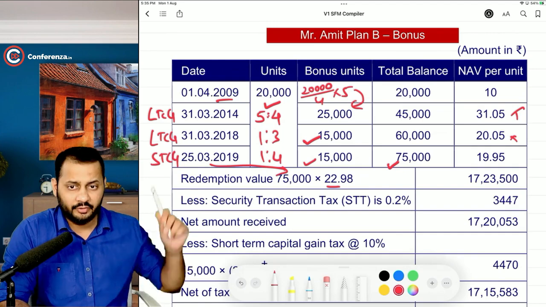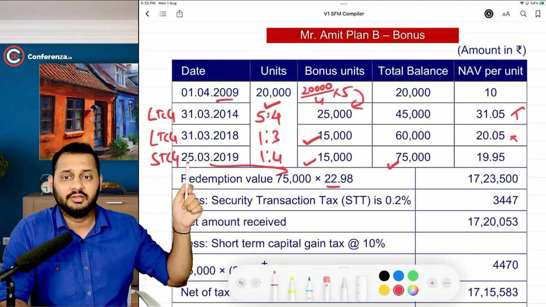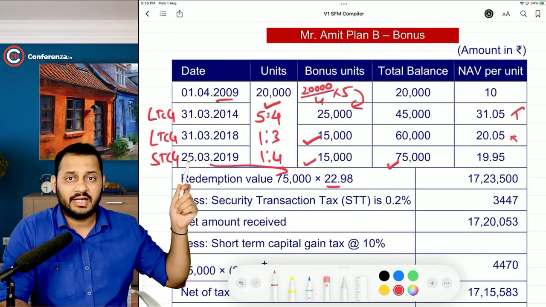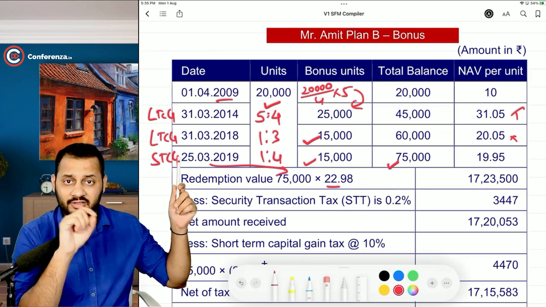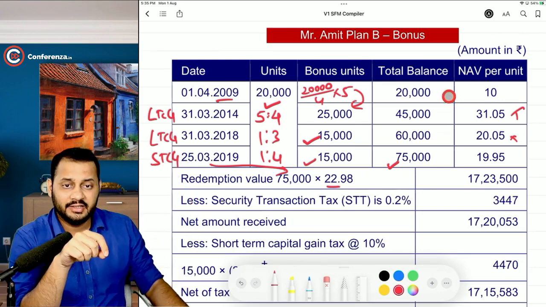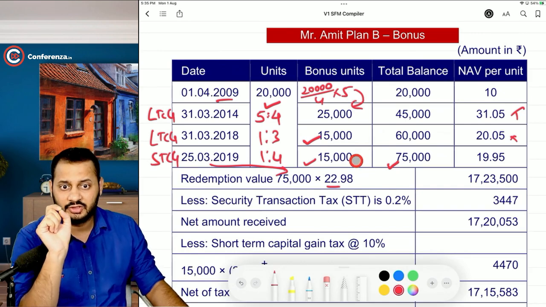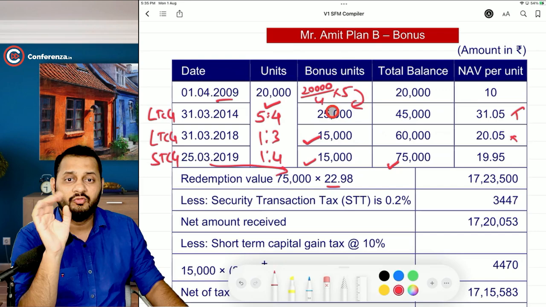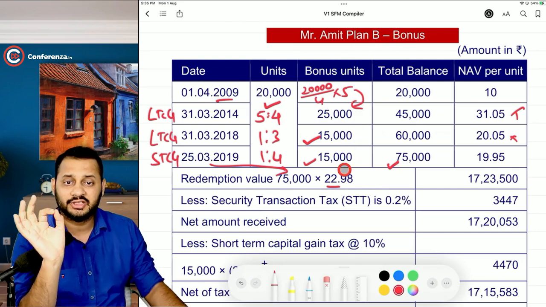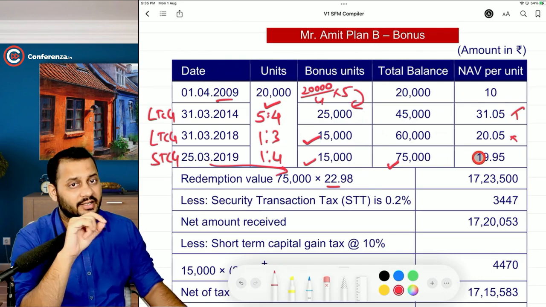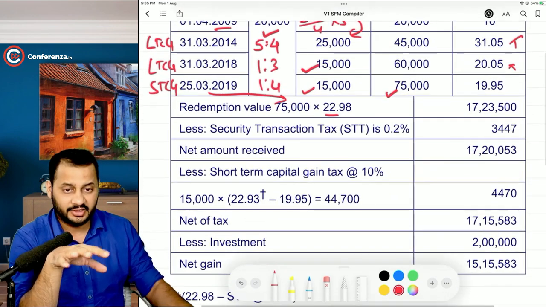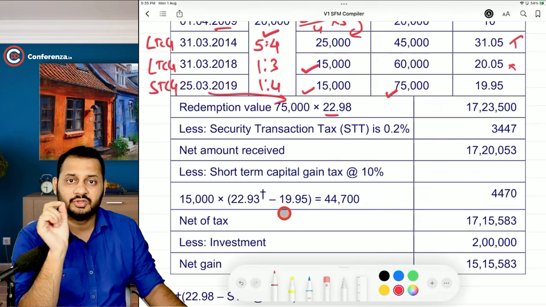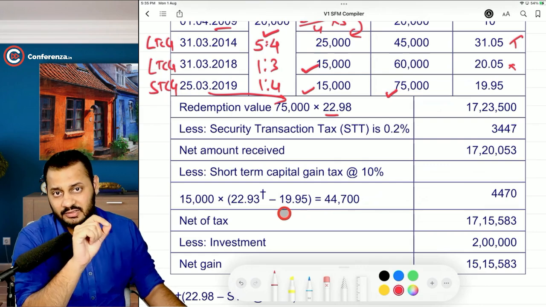Okay. And you can clearly see that the number of units that will be considered under the short term capital gain is 15,000 units. So these 15,000 units were purchased at zero value. For the bonus shares, the purchase or the acquisition cost is considered as zero, not 19.95. This is one mistake in the question also. So this is another ambiguity in the answer by the institute.